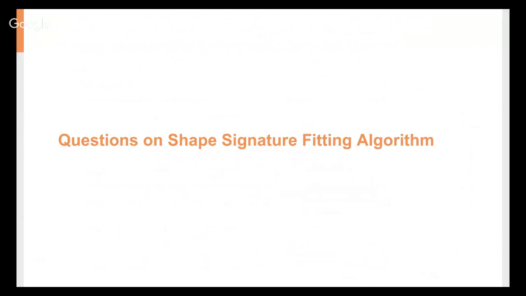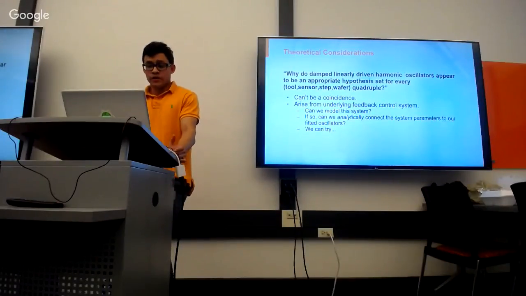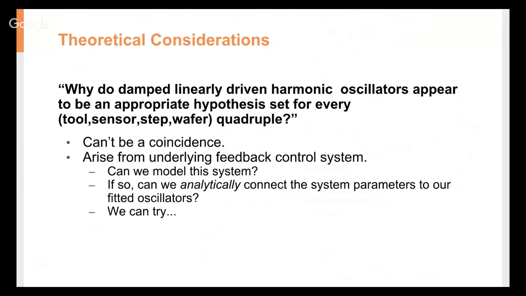But given my background, at the moment I'm a lot more interested in explaining why this function is an appropriate fit, an appropriate data model or hypothesis set, for each tool, sensor, step, wafer, triple or quadruple. And so the motivating question here is exactly what I just said, and it's not a coincidence. As a matter of fact, it arises from the underlying feedback control system. And so the questions to be asked are, can we model the system? And if so, can we analytically connect the system parameters to our fitted oscillators?